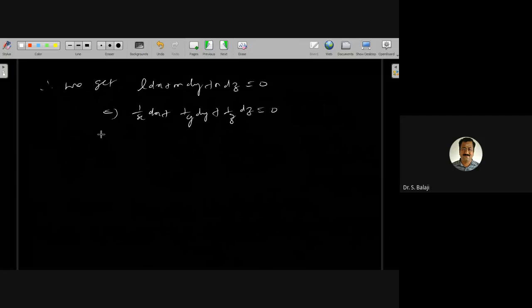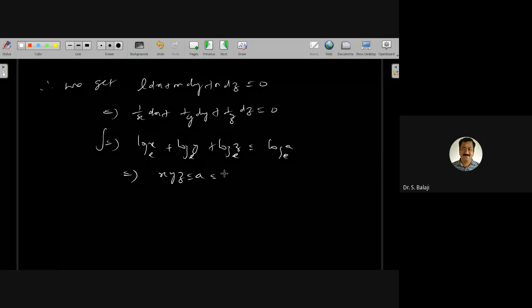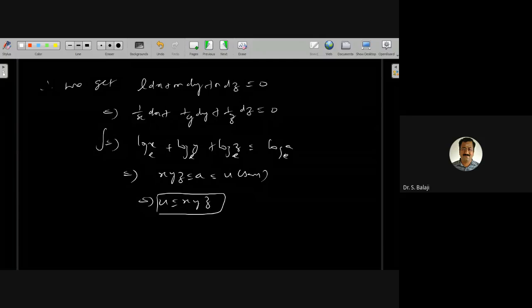Therefore, by this proportion we get L dx plus M dy plus N dz equals 0. Already you know the procedure: 1 by x dx, 1 by y dy, 1 by z dz. Integrating, it will be log x plus log y plus log z equal to log a. So xyz equal to a, that is equal to u, say. So u is equal to xyz. One solution is xyz.